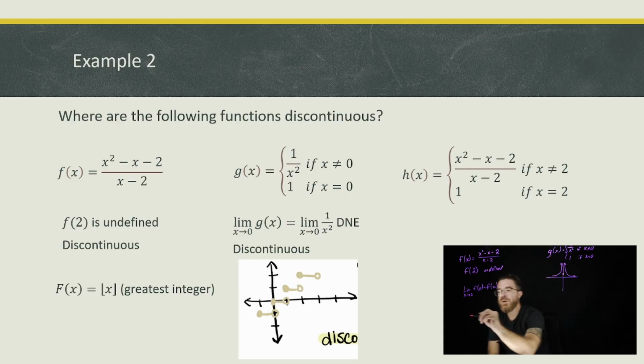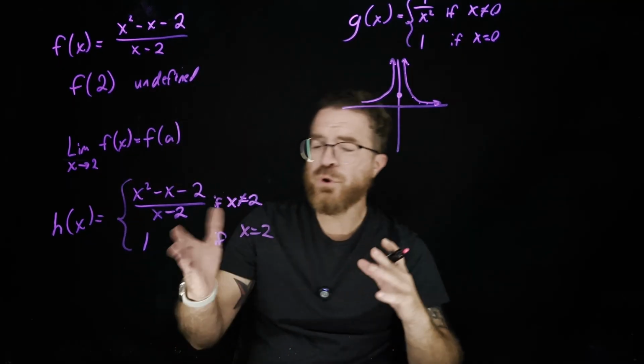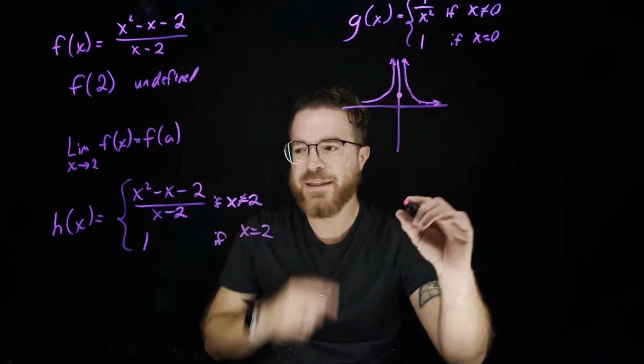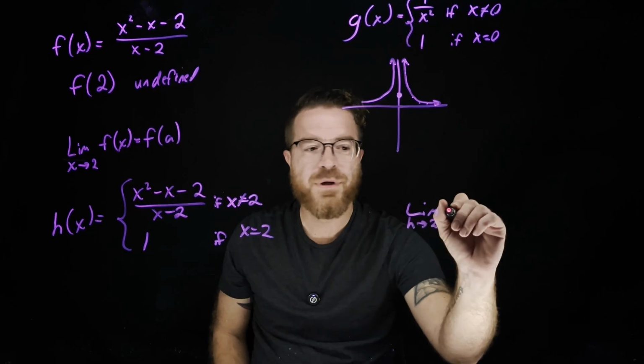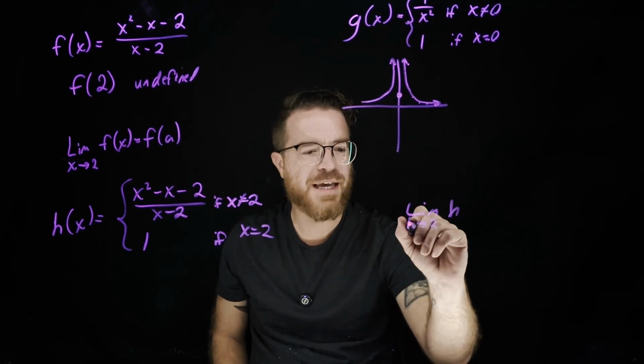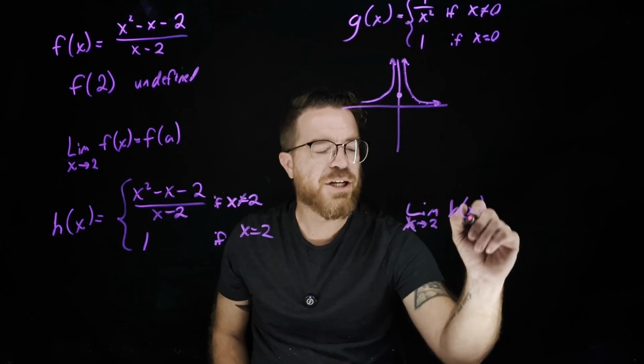The next one we have is, what about if we have the function h(x) equals (x squared minus x minus 2) divided by (x minus 2) when x is not equal to 2, and we have that it's equal to 1 if x is equal to 2. So we're going to do the same sort of idea here, looking at what happens as we approach 2. So we're looking at the limit as x approaches 2 on our function h(x).